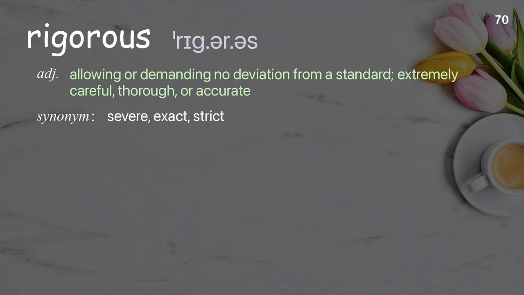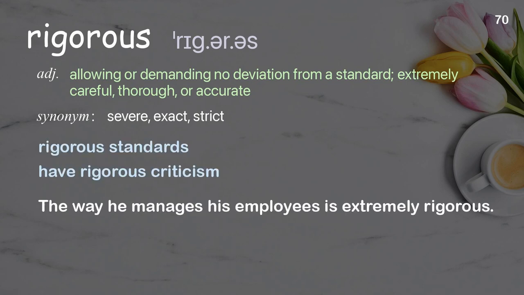Rigorous. Allowing or demanding no deviation from a standard, extremely careful, thorough, or accurate. Examples. Rigorous standards. Have rigorous criticism. The way he manages his employees is extremely rigorous.